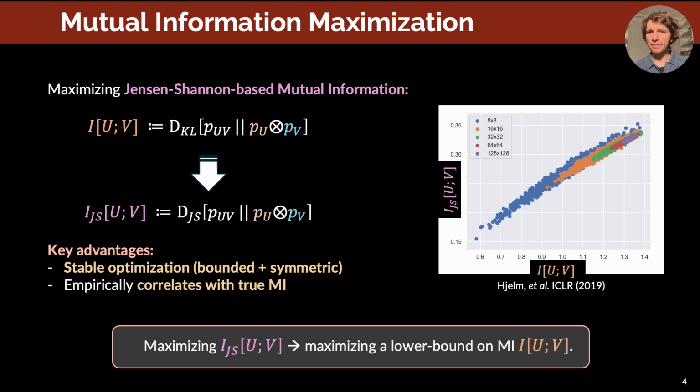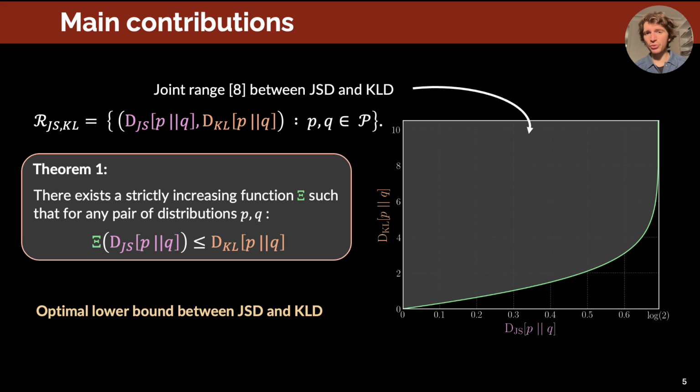In this work, we go one step further and we provide a theoretical justification behind this empirical observation. We show that maximizing the Jensen-Shannon mutual information does increase a lower bound on the true mutual information. By analyzing the joint range between the Jensen-Shannon and the KL divergences, we demonstrate the existence of a new lower bound connecting the Jensen-Shannon and the KL divergences. This lower bound is optimal since equality is achieved for a family of probability distributions.